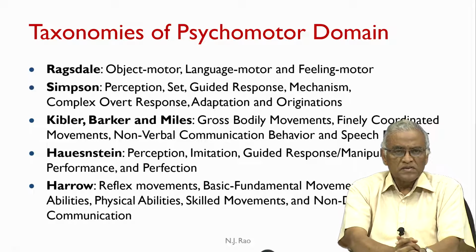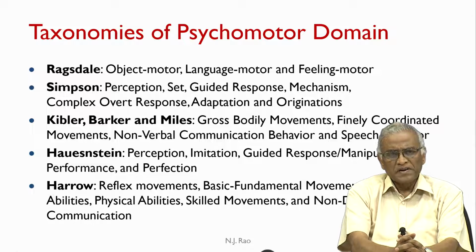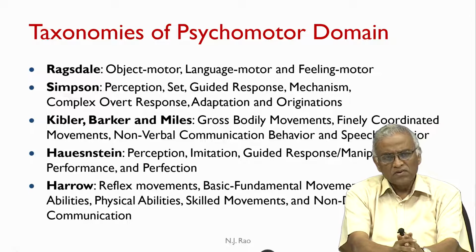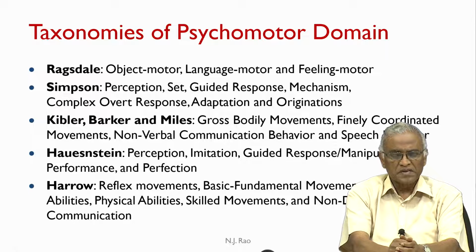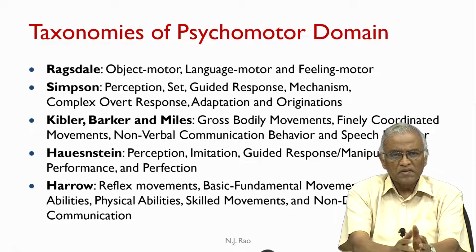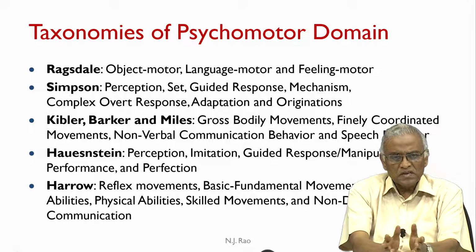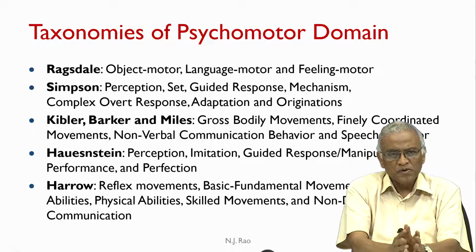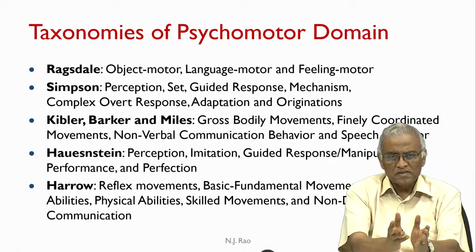For some historical reasons we do not have to go through, people did not pay that much attention to the taxonomy of psychomotor domain, but yet you have several taxonomies presented. One is referred to Ragsdale, Simpson, Kibler, Barker and Miles, and Huyenstein and Harrow, and here they have given anywhere from three levels to 7 levels. So obviously there is not too much agreement or correspondence between all the psychomotor levels that they have defined.